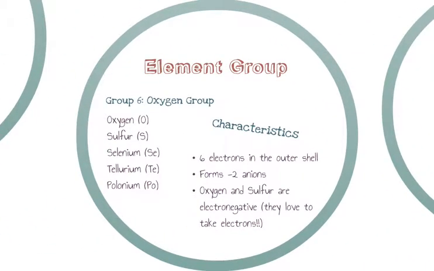In group 6, which I'm calling the oxygen group, consists of these elements, and you just need to know that oxygen and sulfur are located in group 6. These have 6 electrons in the outer shell, and they will gain 2 electrons, forming a -2 anion. Oxygen and sulfur are electronegative, meaning that they love to take electrons.